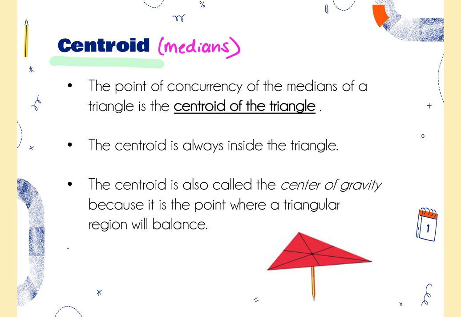This time, just like your incenter, it is always inside. So the perpendicular bisectors are the only ones that meet in, on, or out so far. The centroid is also called the center of gravity because it's the point where a triangular region would balance. So if you had a triangular shaped object and you wanted to know how to perfectly balance it, you could find the centroid, or the point where the medians meet.